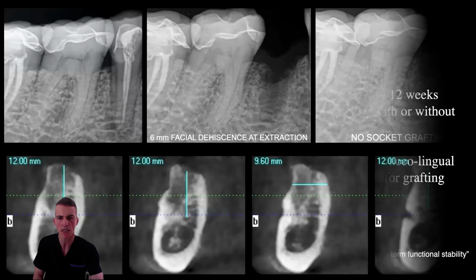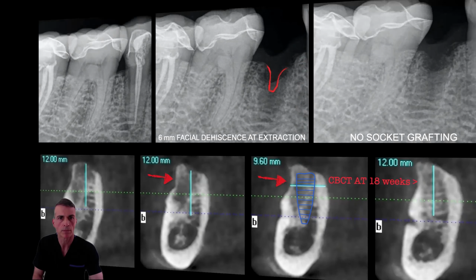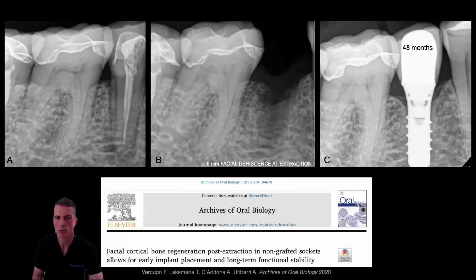CBCT images were taken after we had measured the presence or not of buccal dehiscence. In this particular case, the premolar, we measure a dehiscence of over 6 millimeters on the buccal aspect. However, look at the CBCT data. We see reformation, repair of that buccal dehiscence, even though there's a little dip in there. The buccal dehiscence has repaired completely, and so we are able to place an implant that is going to be fully surrounded, 100% surrounded by autogenous bone.